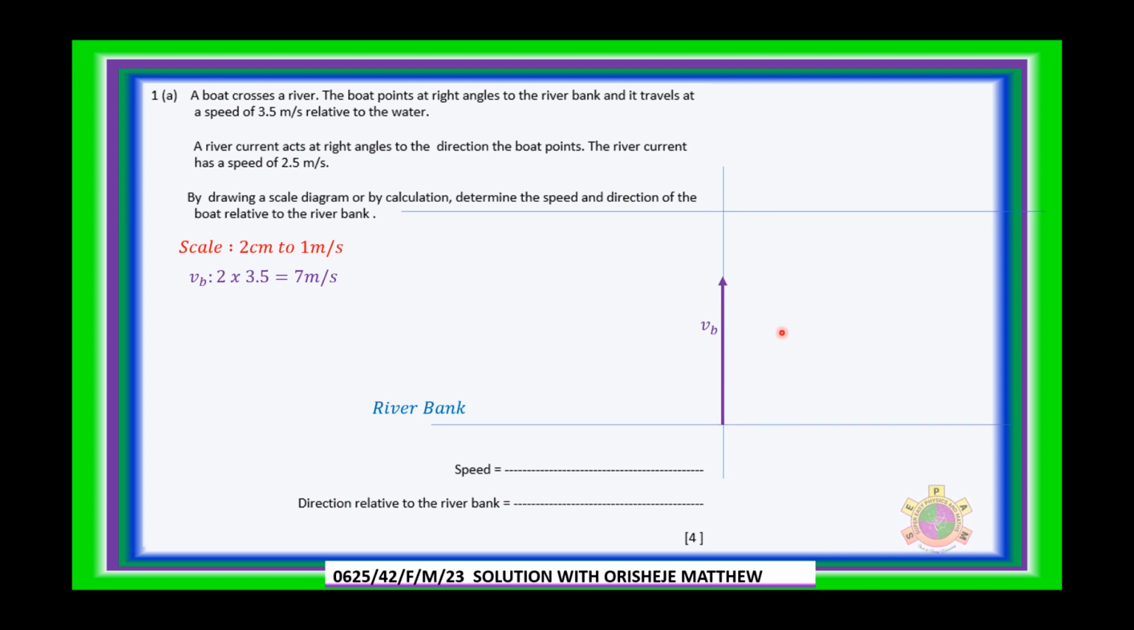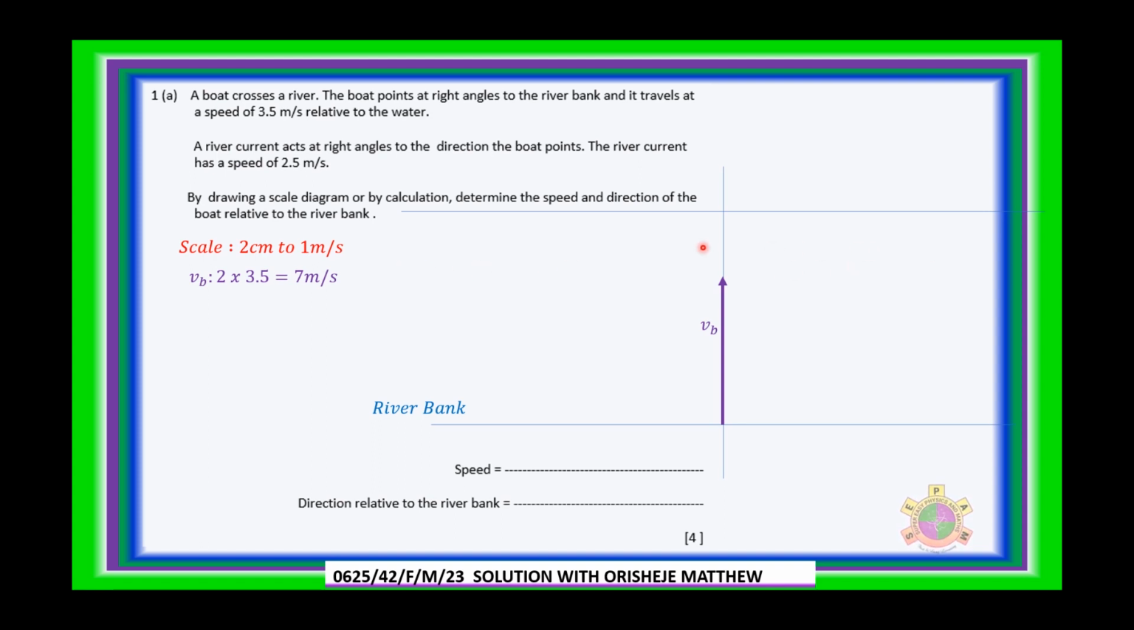Now let's get the velocity of the river. The river current is at right angle to the direction the boat points. So at right angle like this, it can either be this way or this way. The question did not specify it, so let's assume that the water is flowing from left to right. But if you assume that the water is flowing from right to left, it can go either way. So it was not deliberate.